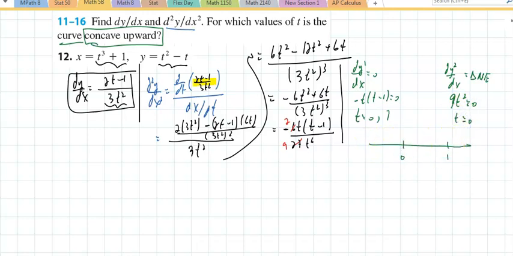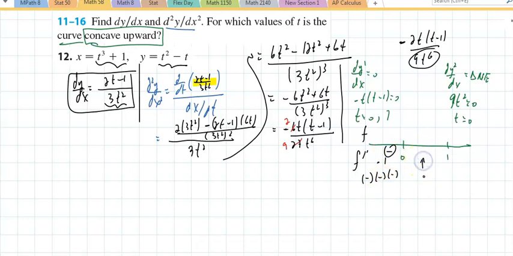This is 0. This is 1. I'm going to pick my test points, a point to the left of 0. If I pick, let's say, negative 1, and I'm testing negative 2t times (t minus 1) over 9t to the 6. I notice the denominator is always positive. For the top, negative 2 times negative 1 times negative 2. 3 negatives will yield a negative.